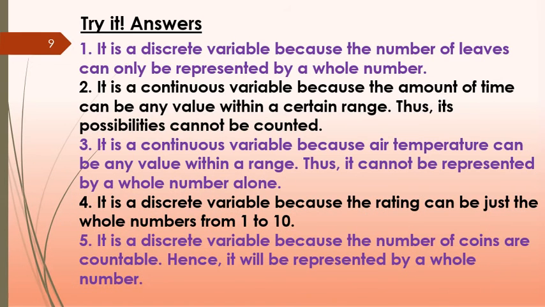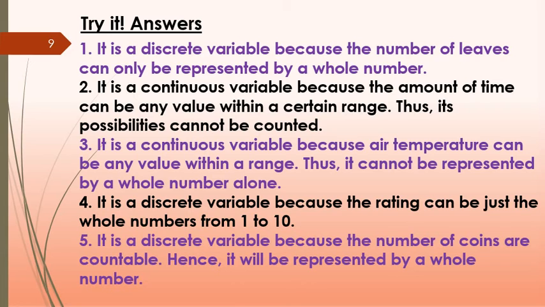All our answers will be, for number one, it is a discrete variable. Why? Because the number of leaves can only be represented by a whole number. So we can count the number of leaves and it can be presented by a whole number. Number two, it is a continuous variable because the amount of time can be any value within a certain range, thus its possibilities cannot be counted. It cannot simply be counted, it can only be measured.